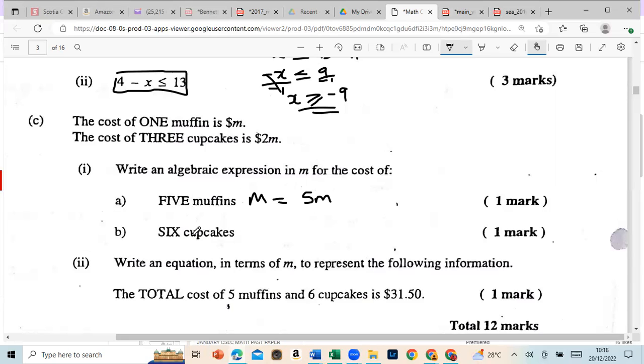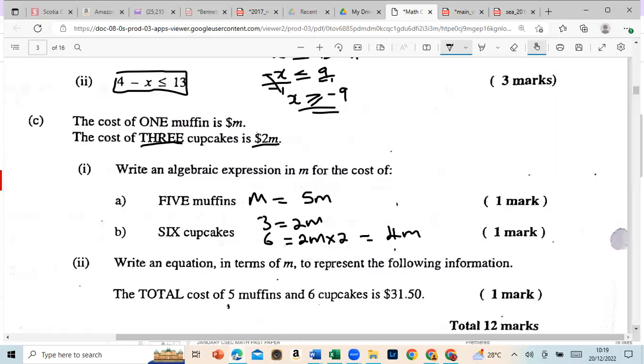All right, it says 6 cupcakes. So this one is kind of tricky because guess what? It says 3 cupcakes. So basically 3 is equal to 2M. So basically for 6, we're doubling 3. So we can just go ahead and double this. It will be 2M times 2. Or we can add 2M plus 2M, right? So that gives us 4M. So this would be the expression for 6. All right. Who got that correct?